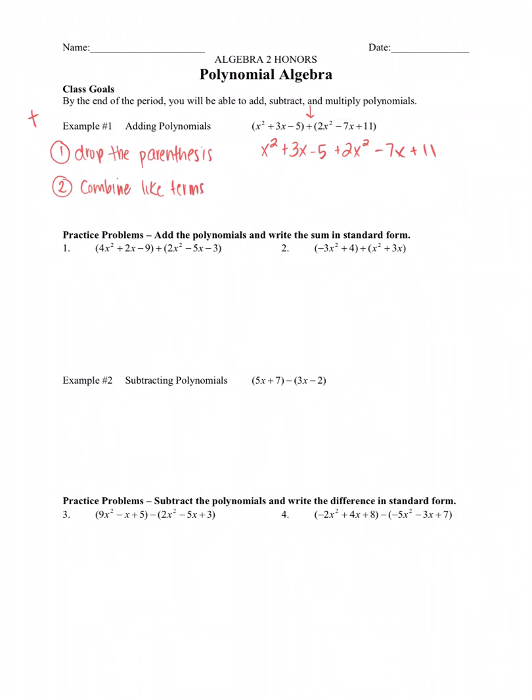So, like terms here are 2x squared plus 1x squared, which gives me 3x squared. Then I have 3x minus 7x, which gives me a negative 4x. And then last is negative 5 plus 11, which gives me a positive 6, okay? Now, it's important that we always write our answer in standard form.